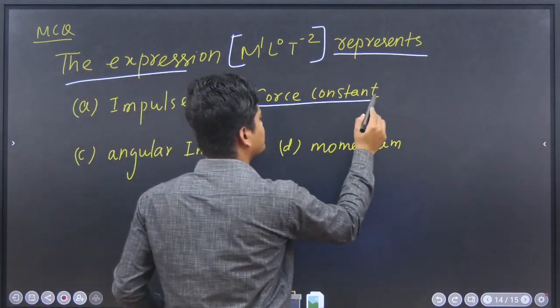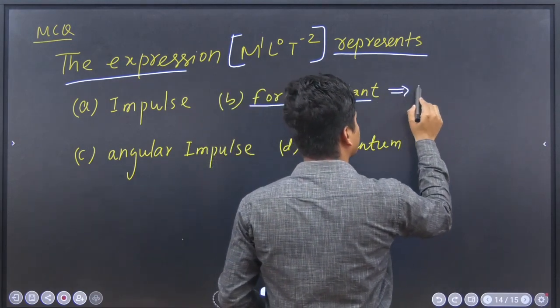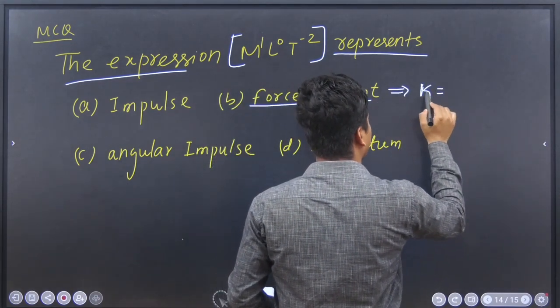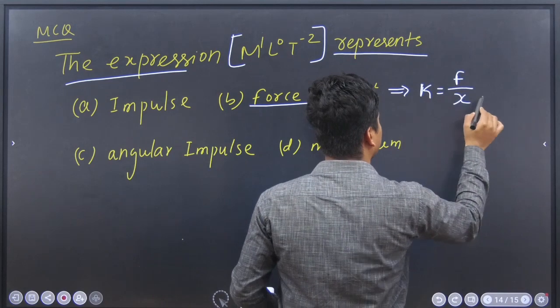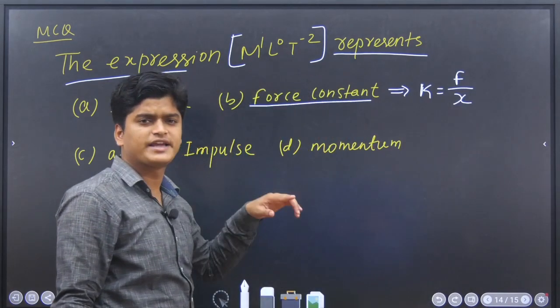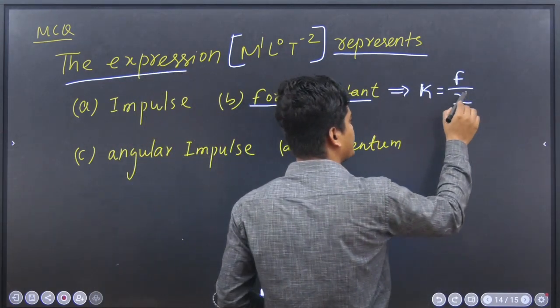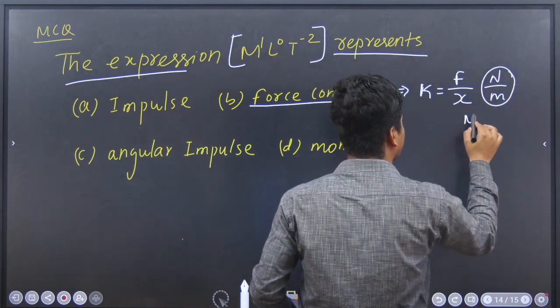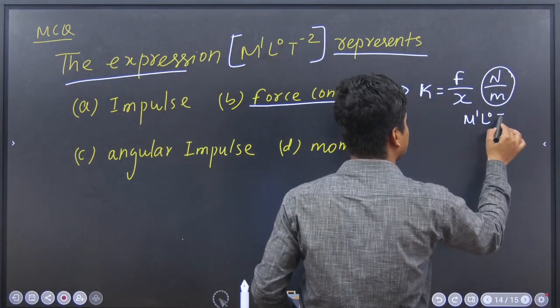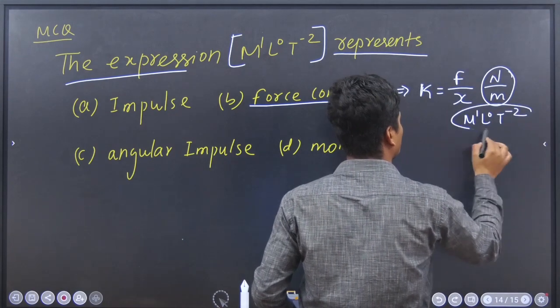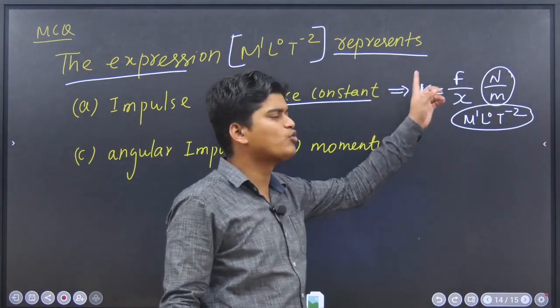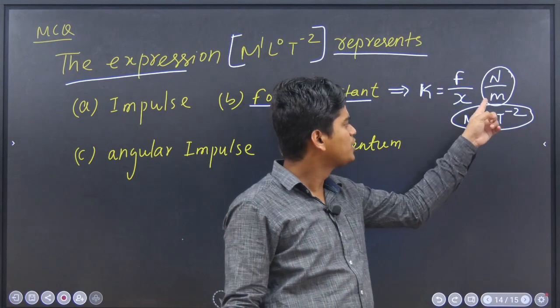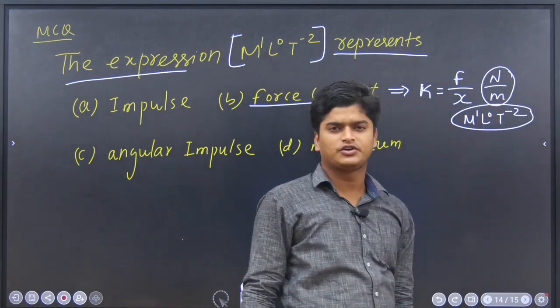Okay, now understand what is force constant. Force constant is represented as K, that is force by displacement, or you can write force by x. K is basically force by x, its unit will be Newton per meter, and its dimension, if you check, is M1 L0 T to the power minus 2, because the dimension of Newton is M1 L1 T minus 2. So L1 is there, and it will become M1 L0 T minus 2.